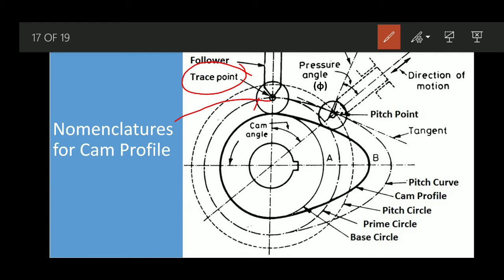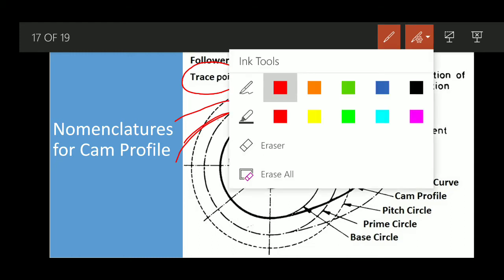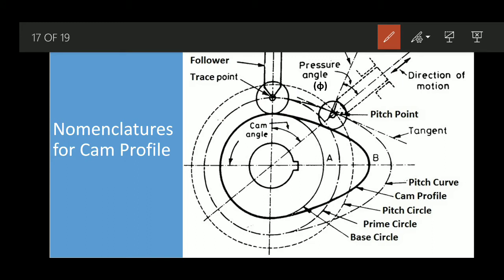It is situated at the knife edge if we are talking about a knife edge follower. So in the case of a knife edge follower, the trace point will be here at the edge of the knife, and in case of the roller follower that we have shown here, it is at the center of the roller. So that is basically the trace point.